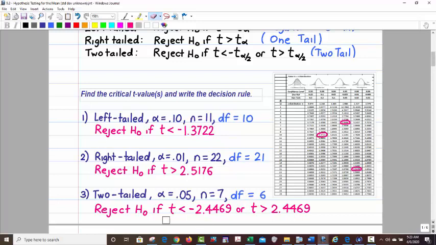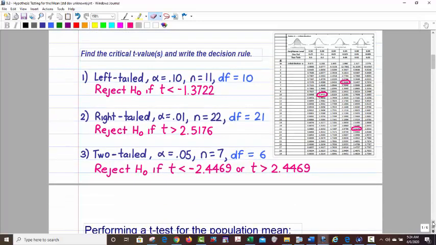It's always a double-worded thing with "or" in the middle. Reject if T is less than a number or T greater than a number. There might be a homework problem, or maybe I've eliminated it by now, where they usually use "and" between the two words instead of "or." That's a mistake, but if that's the only one that splits them up like that for a two-tail, then it would be the answer you would want to pick.